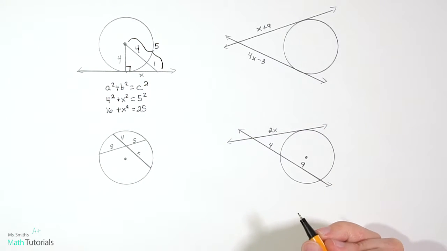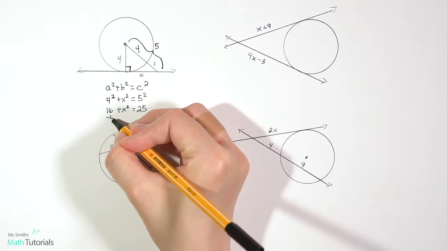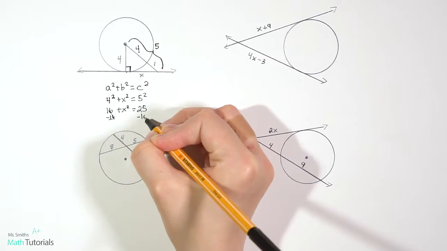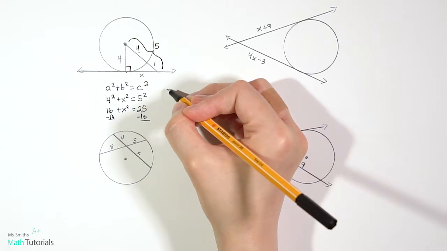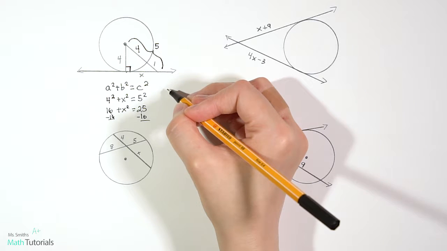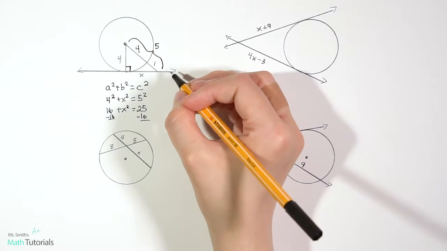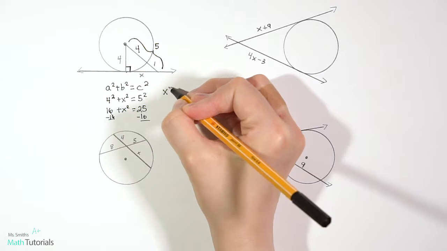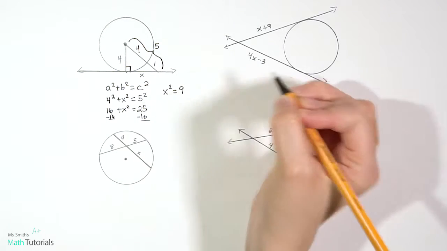So now we would want to solve this for x. We'd want to subtract 16 from both sides. And I'm going to bring our work up over here. So 25 minus 16 gives us 9. So we've got x squared equals 9.